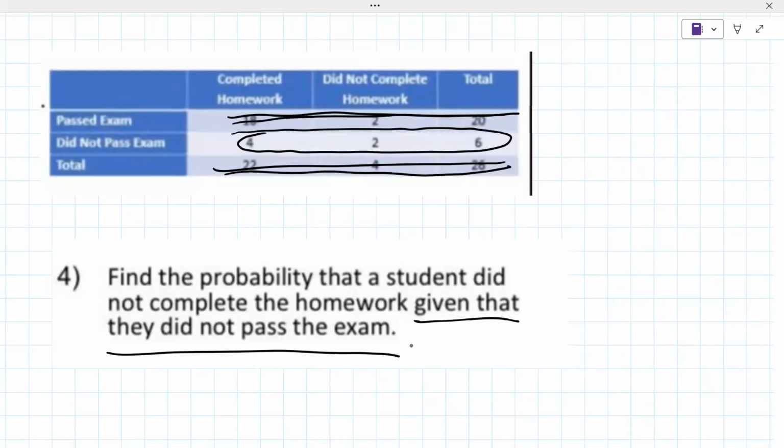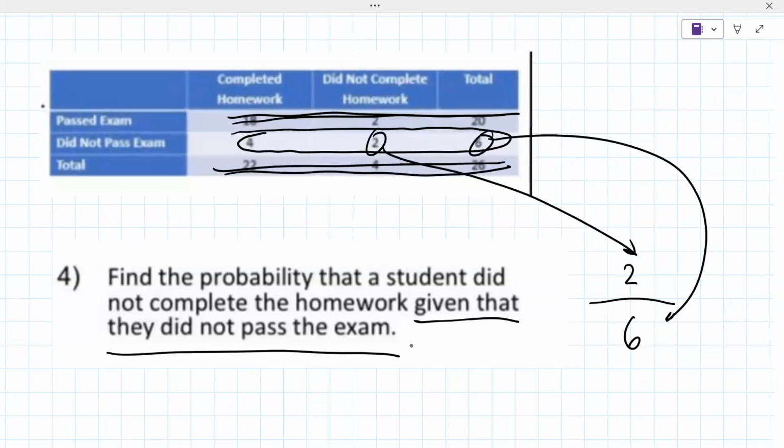All right. So find the probability that a student did not complete the homework, given that they did not pass the exam. Without passing the exam, six didn't, and then two didn't complete their homework. So would I say two over six? Yeah, because that's just the total amount of people who didn't pass the exam. That's right. And then that'd reduce to one third. Good.